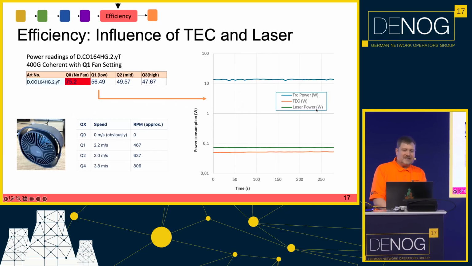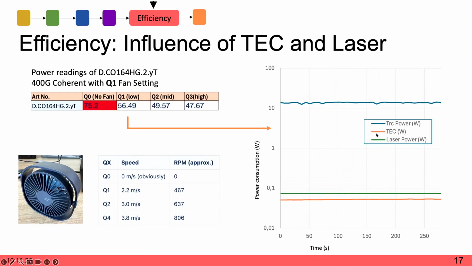But as you can see, the laser power takes more energy compared to TC. The TC is not a big deal. So air conditioning and so on to cool down a laser, it's not a big deal compared to the rest of the transceiver power. But what you can influence is really looking at your ports.